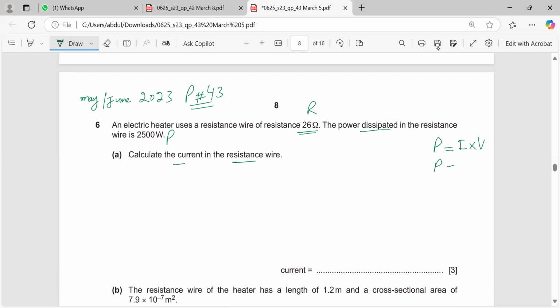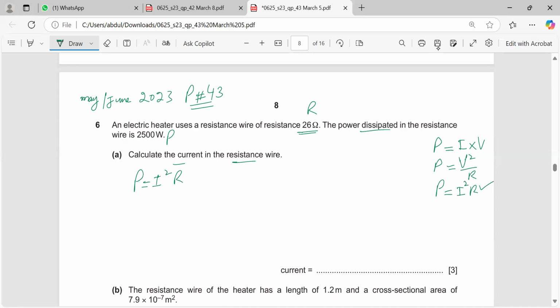Second one is power is equal to V square over R. V should be capital. So this also cannot be used as voltage is not there. And the third equation is I square R, and this equation will work for us for this scenario right now. So power is equal to I square R.